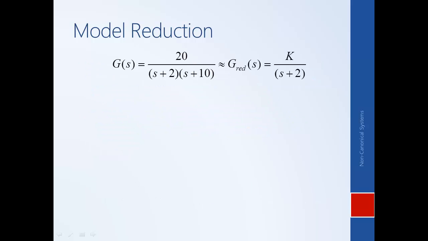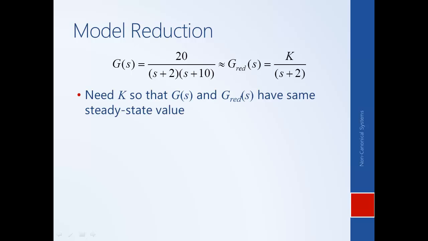Okay, so that's what we're saying here. We want to take our original model and approximate it by a first order model, but we need to find a gain K that makes the DC gain of these two, that makes the steady state response of these two transfer functions, equal. And the way that we can determine what K needs to be is by looking at the steady state value of the output, which we can find by using the final value theorem.